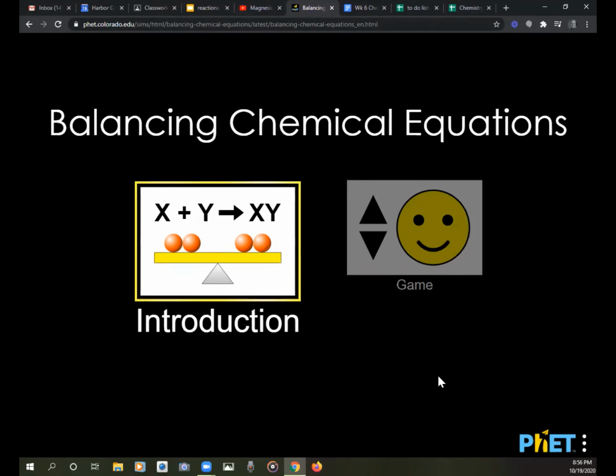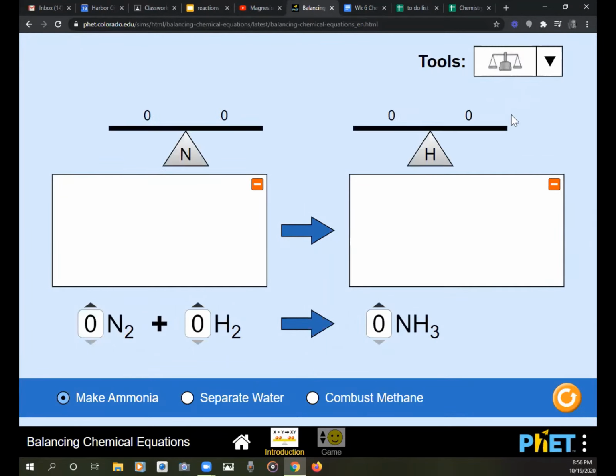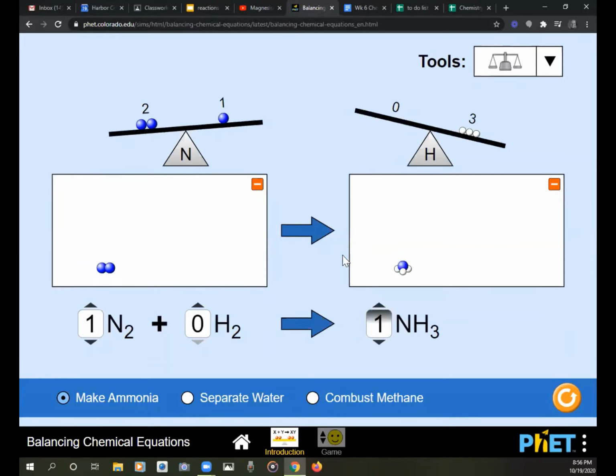Here we've got our balancing chemical equations. You do the introduction, and you can see there's a couple of different tools here. You can use this one if it helps you to picture how many nitrogens are on the product side. Notice that the nitrogens are going to change when I change it on the reactants. I have 2 nitrogens on the reactant side, but if I increase this, I'm going to have 1 nitrogen on the product side. Oh, and look, there's 3 hydrogens on this side.